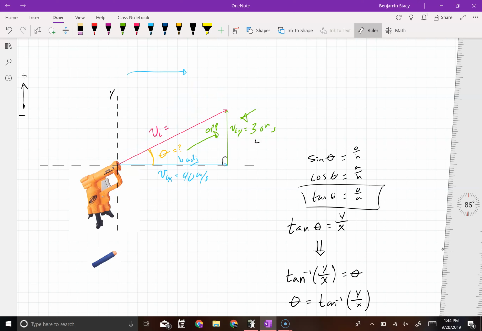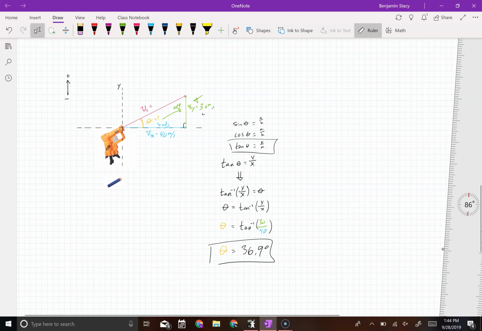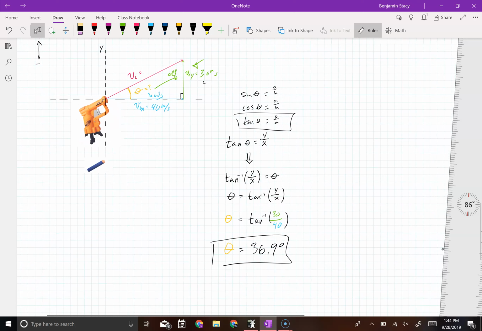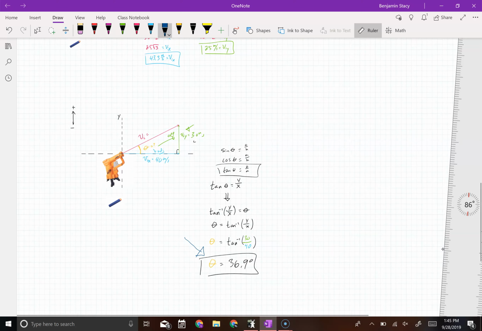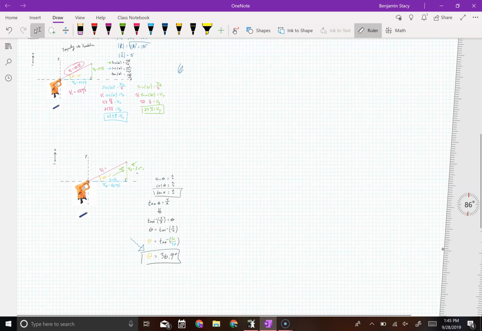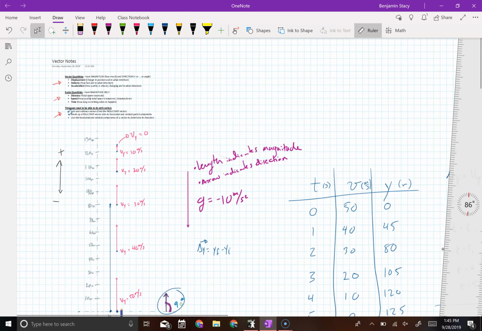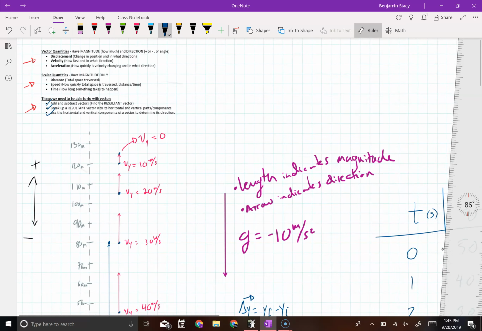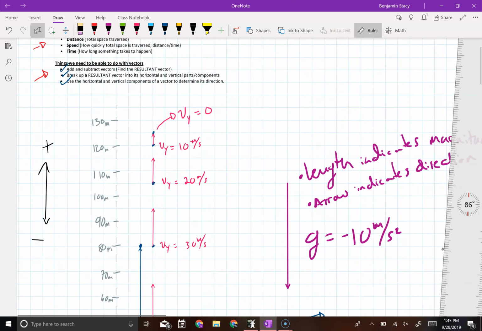So that's an important thing to bear in mind to make sure that your result makes sense. We have a y component that's shorter, so we should have a smaller angle, less than 45 degrees, and we have 36.9. So that fits, that makes sense. So that's our third thing, being able to find the angle, which is the direction that a vector has given the component parts in the x and y direction. And those are our 3 things. I don't think there was anything else. There's use horizontal and vertical components of a vector to determine its direction.